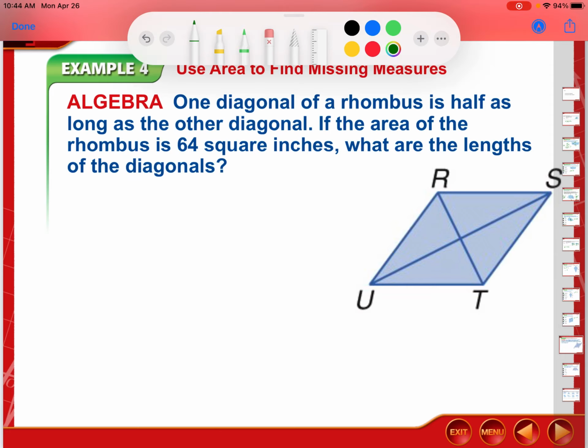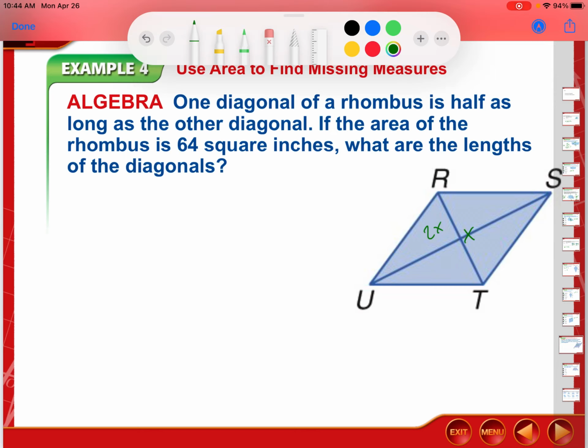Continuing on, one diagonal of a rhombus is half as long as the other diagonal. So if the area of the rhombus is 64 square inches, what are the lengths of the diagonals? Okay, so this is a tricky one. This is where our algebra comes into play. So I'm going to say diagonal RT is X, and then diagonal US is going to be 2X, because diagonal US is twice as long as diagonal RT.